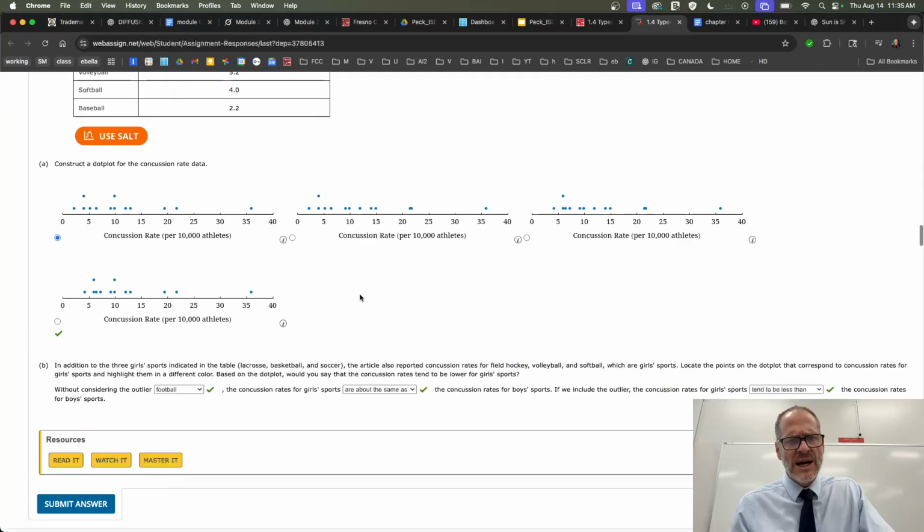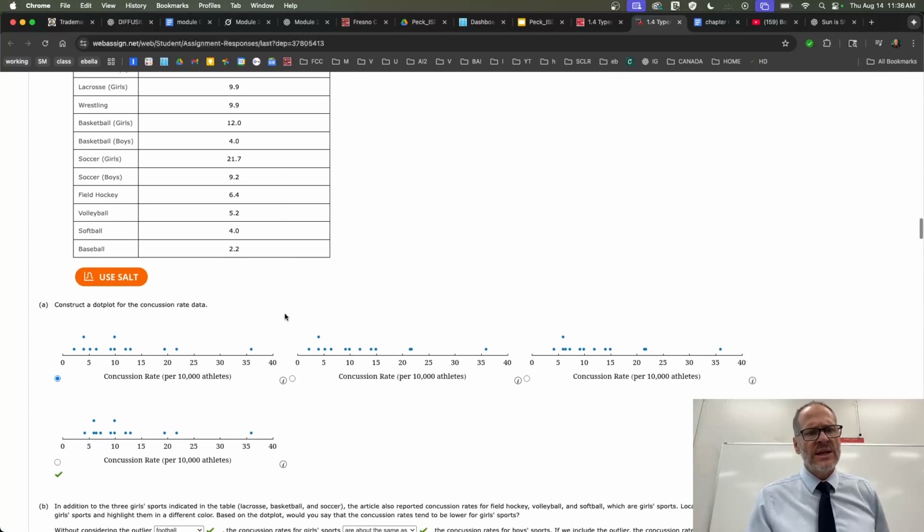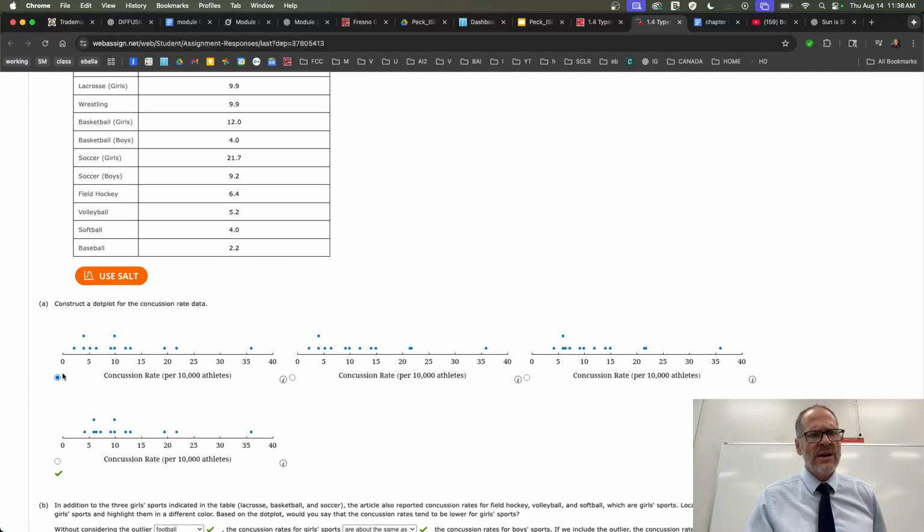And so a dot plot is where you just take your data. So here's my data, right? And this is like concussion rate for, what is this? High school sports, okay? And so this is the correct dot plot right here. So if I took each of these data points, like baseball is 2.2, I'm going to put a dot there for baseball. And then the next dot, like softball is 4, so maybe that's softball right there. And then basketball boys, 4 is also right here. And so that's another dot.